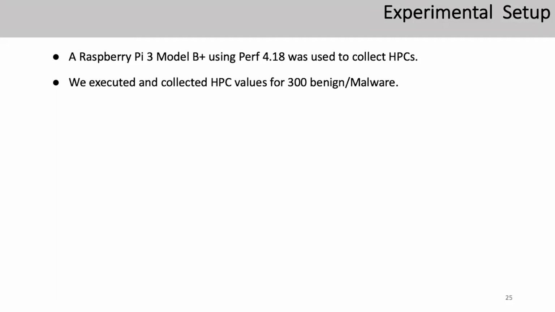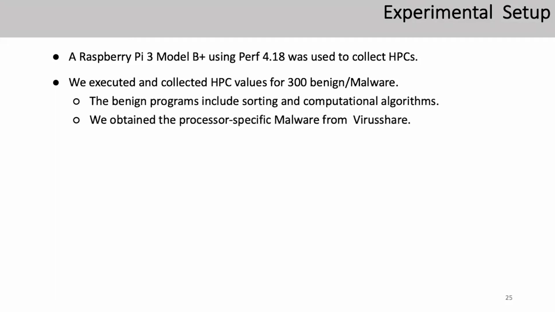We collected 300 benign and malware programs. The benign programs were sorting and computational algorithms. And we used the website VirusShare to obtain processor-specific malware. VirusShare, if you do not know, is a very cool website which hosts a lot of viruses. You have to create a login, and then you can actually download real-life malware and use it. They give you processor-specific malware. For example, if you want to run on an x86 system, they will give you that. If you want to run on an ARM system like a Raspberry Pi, they will give you ARM malware.